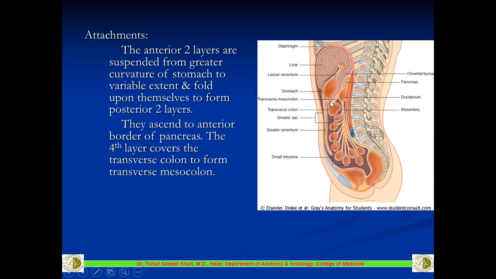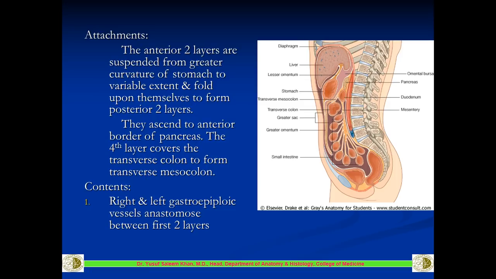So whatever area is above, that will be called the supracolic compartment, and whichever is below will be called the infracolic compartment. Now this fourth layer will form the transverse mesocolon and then descend downwards on the duodenum. Most of the duodenum is retroperitoneal again, so it is behind the peritoneum. Now it descends downwards. This same layer will be forming the mesentery for all these organs, because these organs are invaginating from behind, and they take a layer of this layer and form a thin membrane through which they will be hanging. This will be called the mesentery, especially for the small intestine. So they ascend to the anterior border of the pancreas, and the fourth layer covers the transverse colon to form the transverse mesocolon.